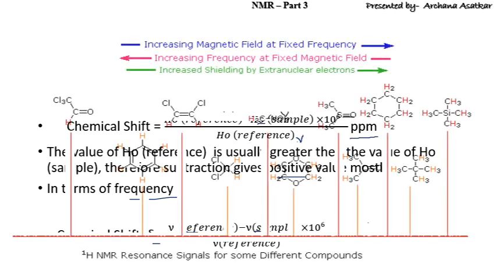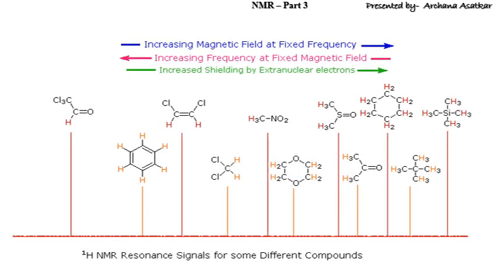and we get the chemical shift value in ppm form. Here you can observe a few molecules, like TMS, benzene, dichloroethylene, and many more. All these molecules have specific chemical environments, and they give resonance signals at different positions of chemical shift, when we increase the magnetic field at fixed frequency, or increase frequency at fixed magnetic field, or increase shielding by extra nuclear electrons.